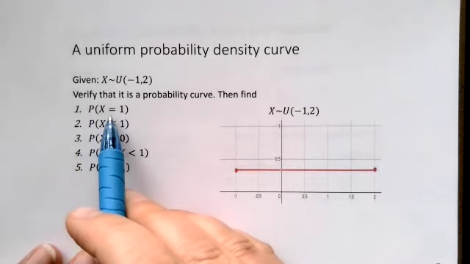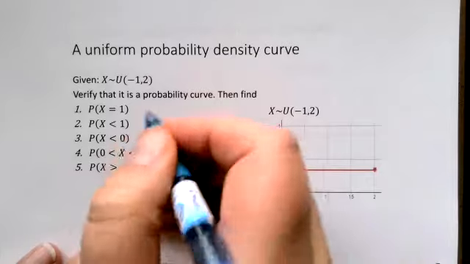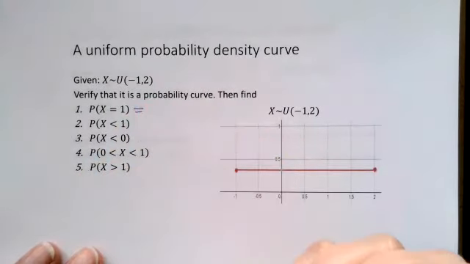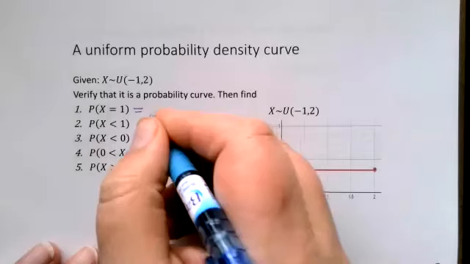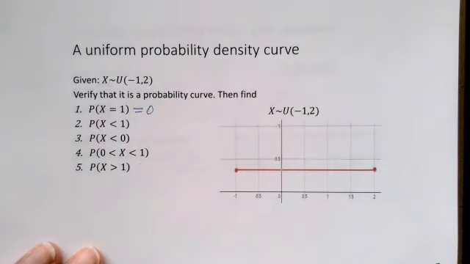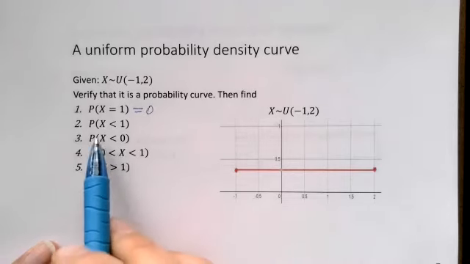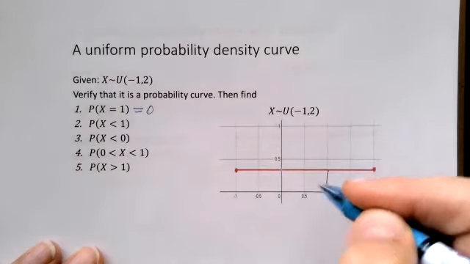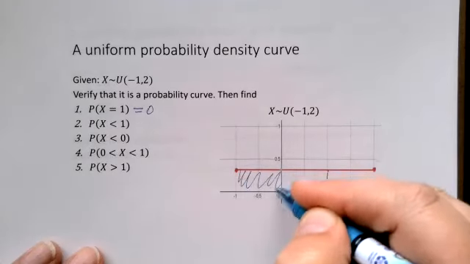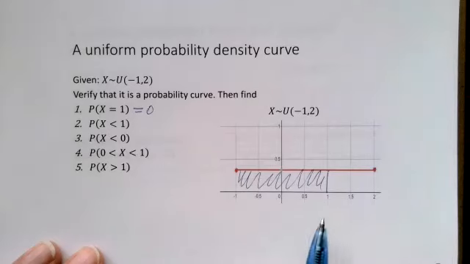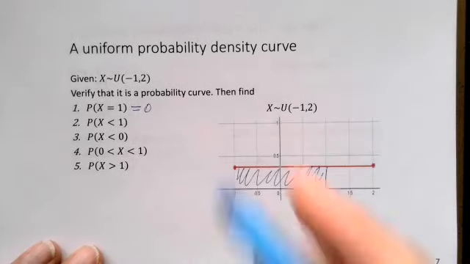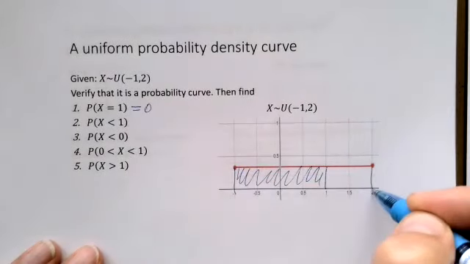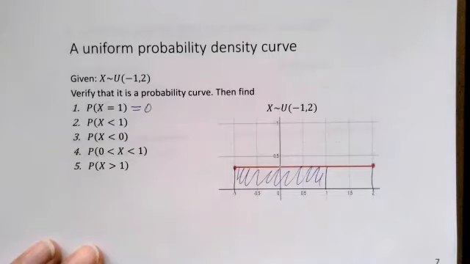What is the probability that x equals exactly 1? Well, as with any continuous variable, that probability equals 0. Now, what is the probability that x is less than 1? Well, 1 is right here. And intuitively, we can see that this is 2/3 of the entire rectangle, right? So it's going to be 2/3.